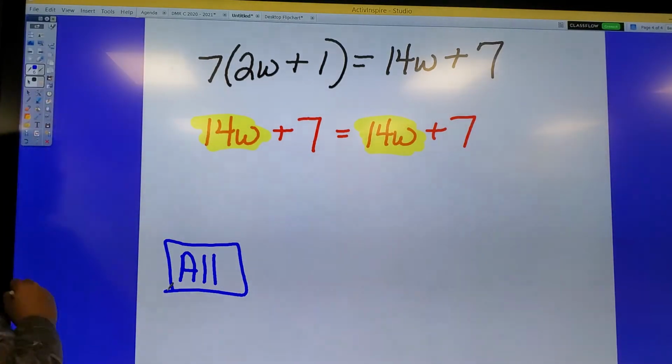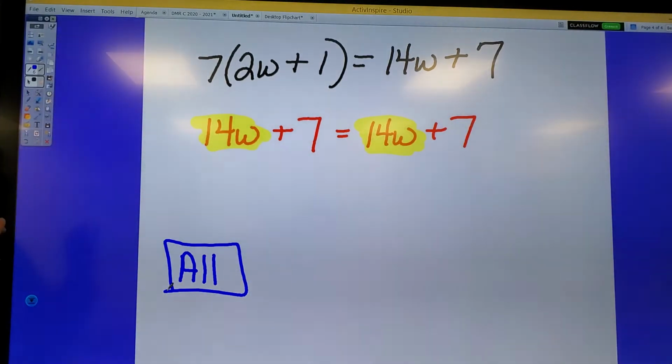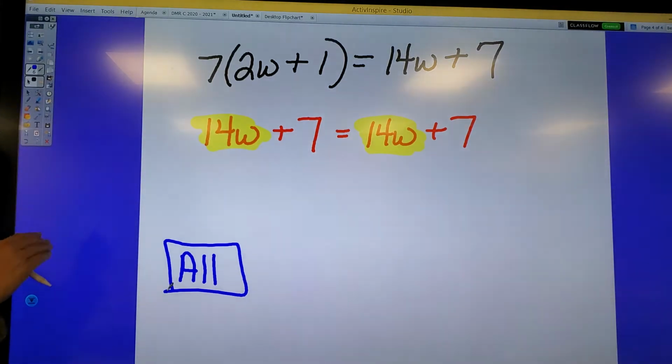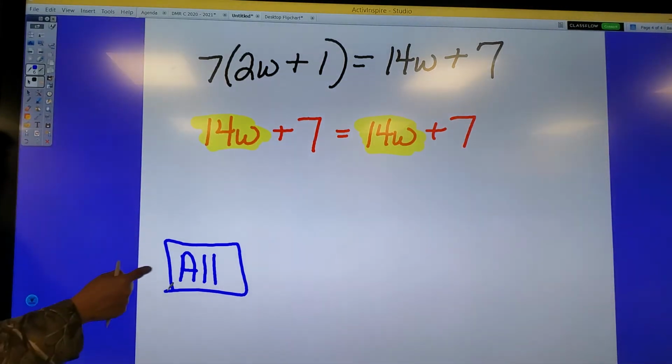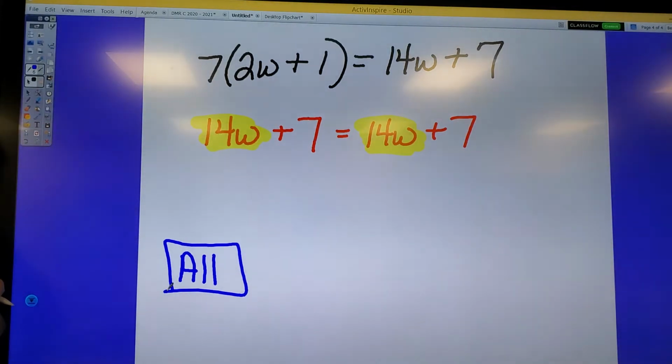Okay, all solutions. No matter what number you put in for W, it would work. You could put W is 0, W is 2, W is -5, W is 1 million. It wouldn't matter, okay? Because both sides of the equation are exactly the same, it's all solutions. So in the Google form, you would just type in the word all. Does that make sense? Okay.